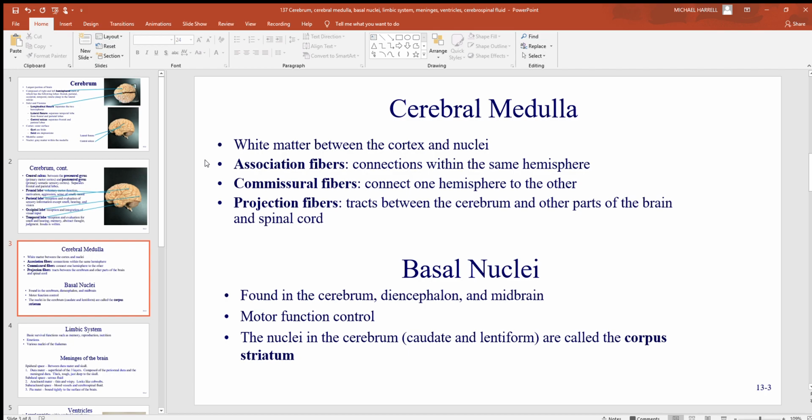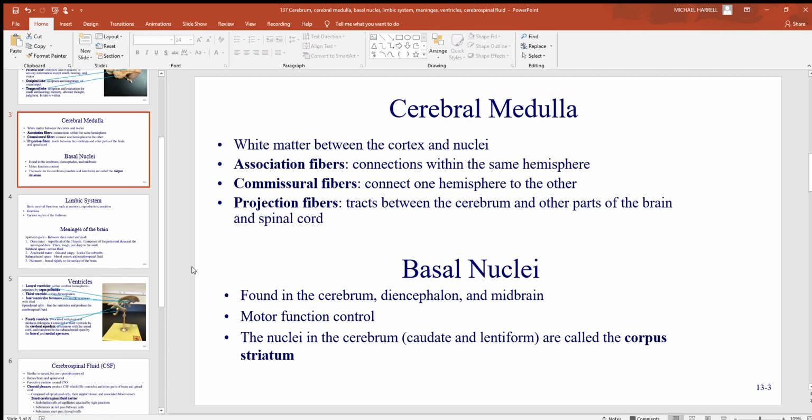So if you look at the association fibers, they are connections within the same hemisphere. So think of those as running anterior, posterior, front and back, connecting different lobes and regions of one hemisphere of the cerebrum. The commissural fibers connect one hemisphere to another. So those run left and right. That way the two halves can communicate with each other. And then there's projection fibers, which project inferior and superior, allowing communication with the cerebrum and the spinal cord. So three different directions with those right there.